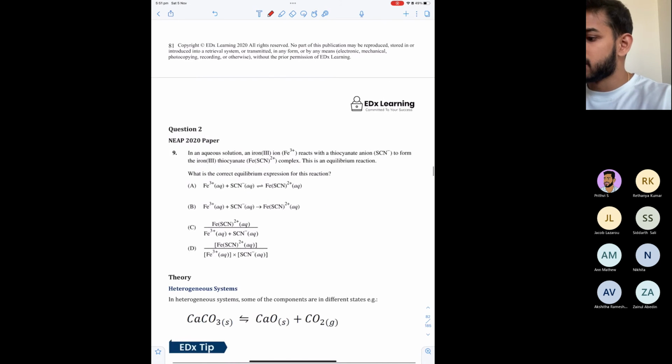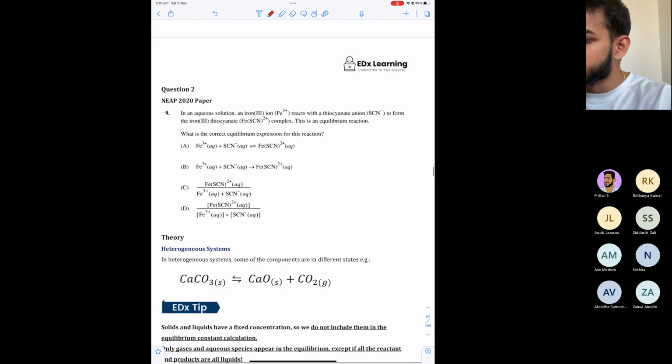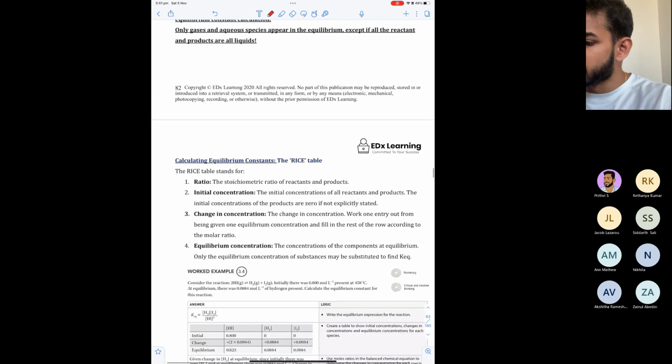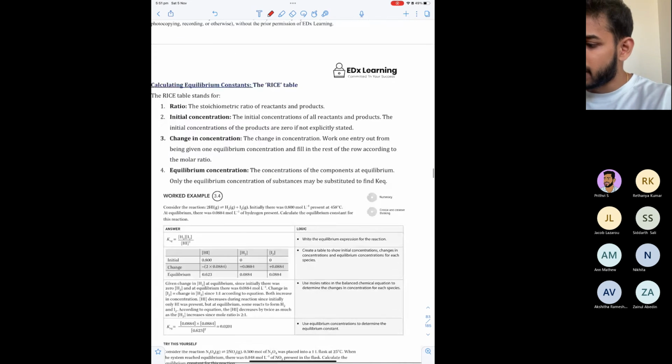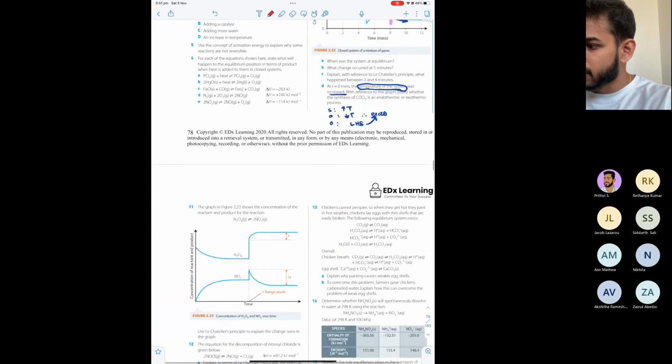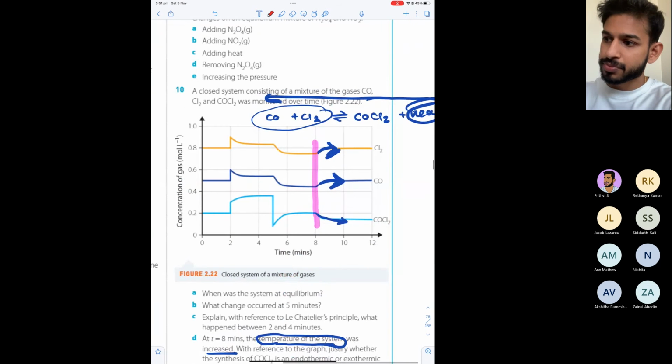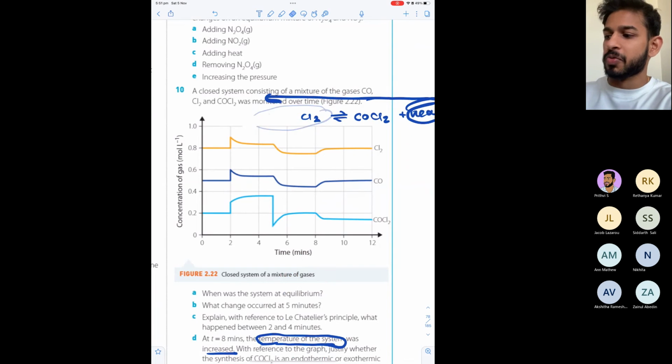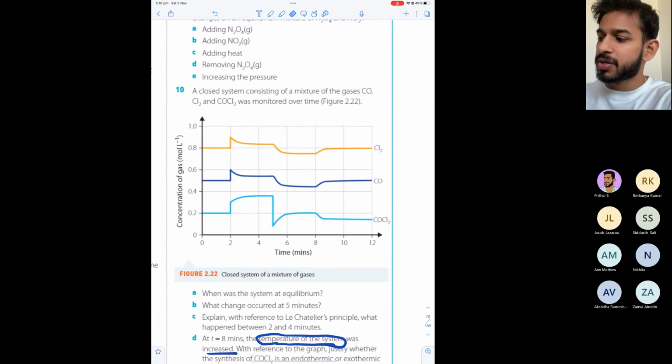Very good. You can do the rest of this question in your own time. Okay, let me explain why I use this graph. Can anyone try explaining to me why is temperature the only factor that affects K?